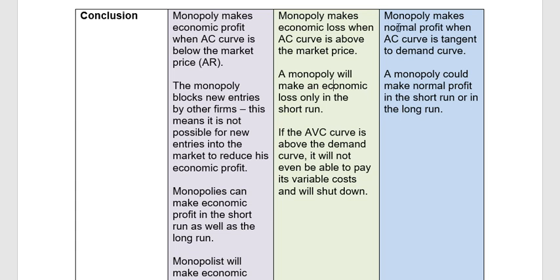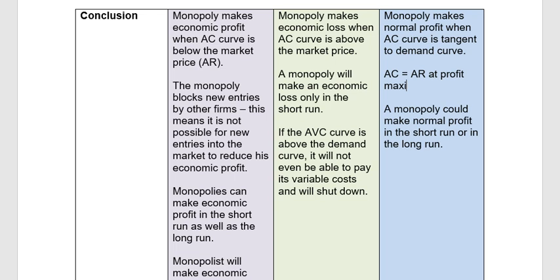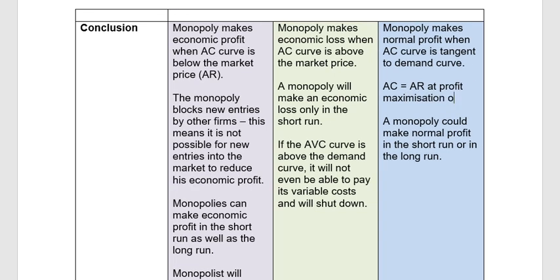And then this last little section, you can leave this, or you can study this, it's part of the theory. A monopoly makes a normal profit if the average cost curve is tangent to the demand curve. In other words, my average cost is equal to my average revenue at the profit maximization point. We never drew the graph, so don't worry about the tangent part, you can scratch that out, you don't need to know it.